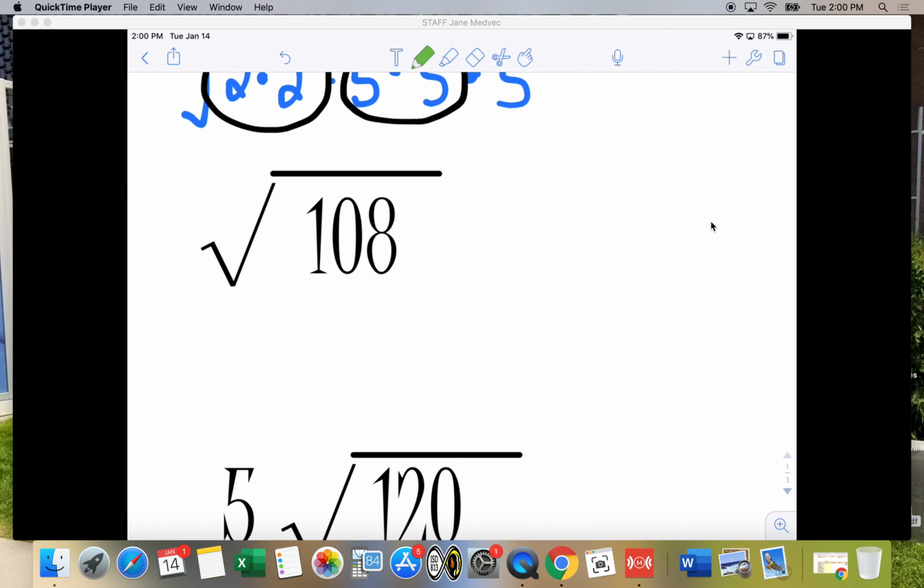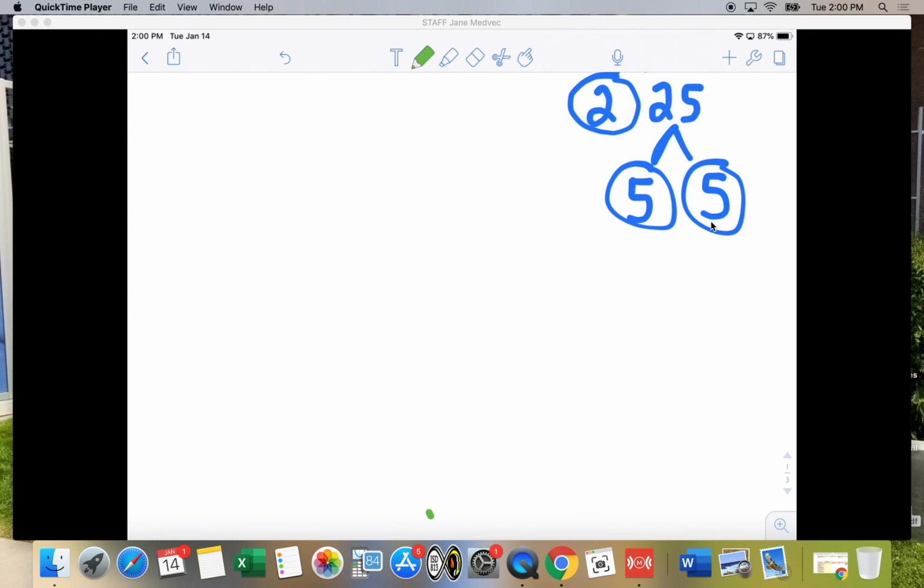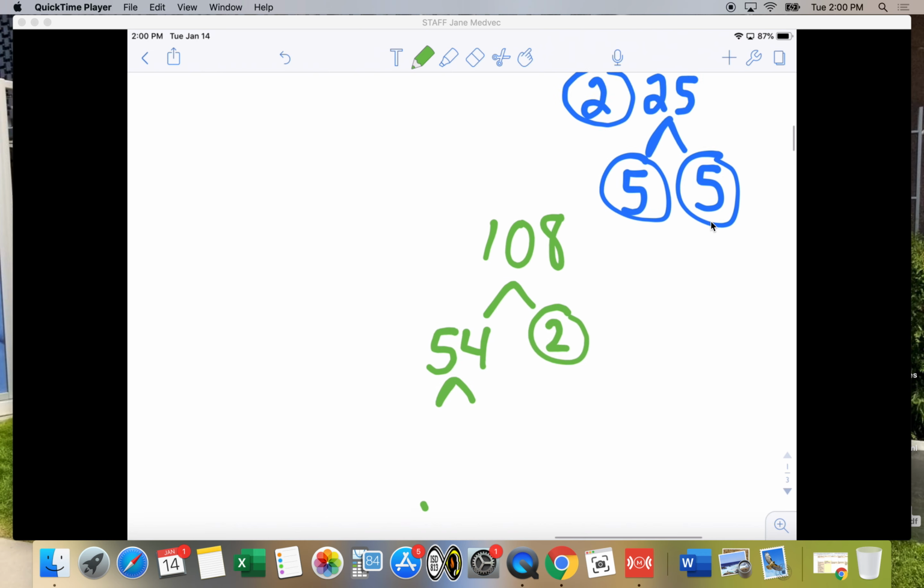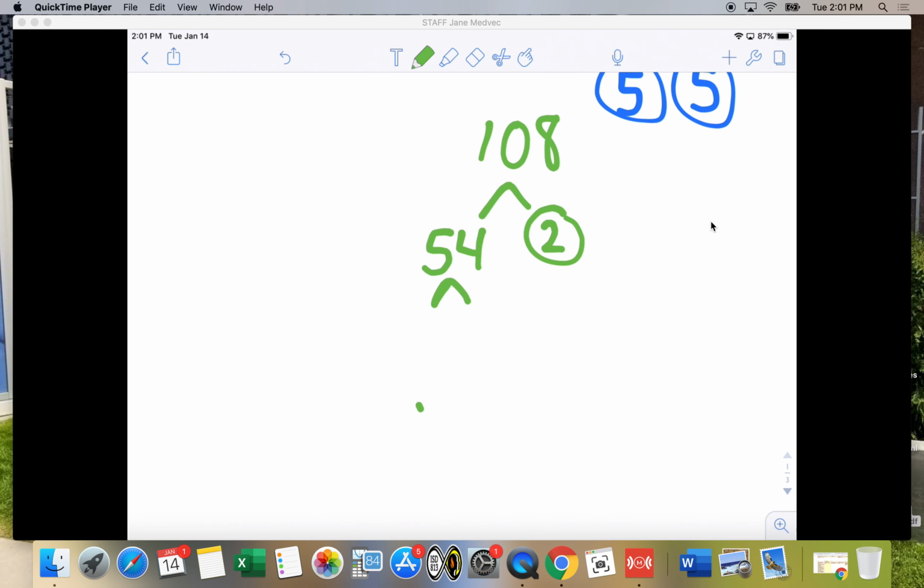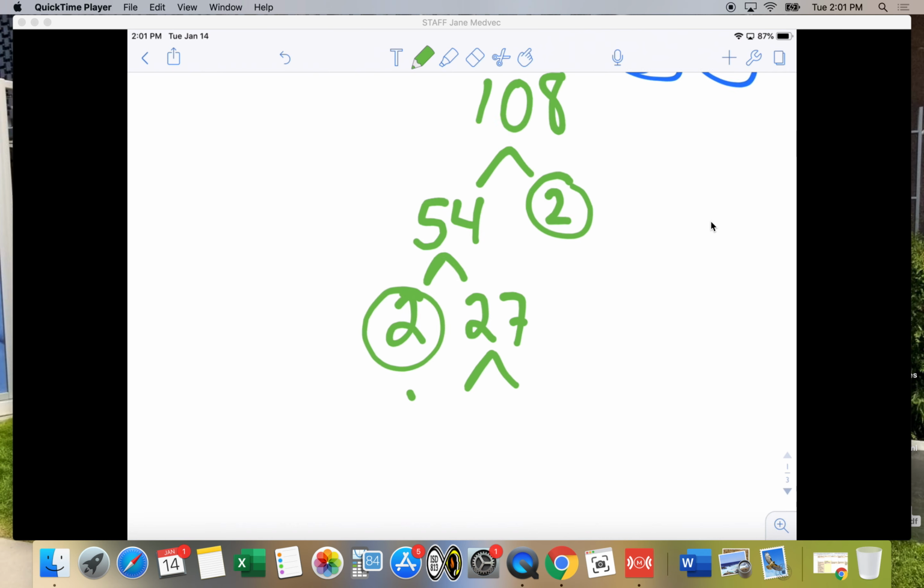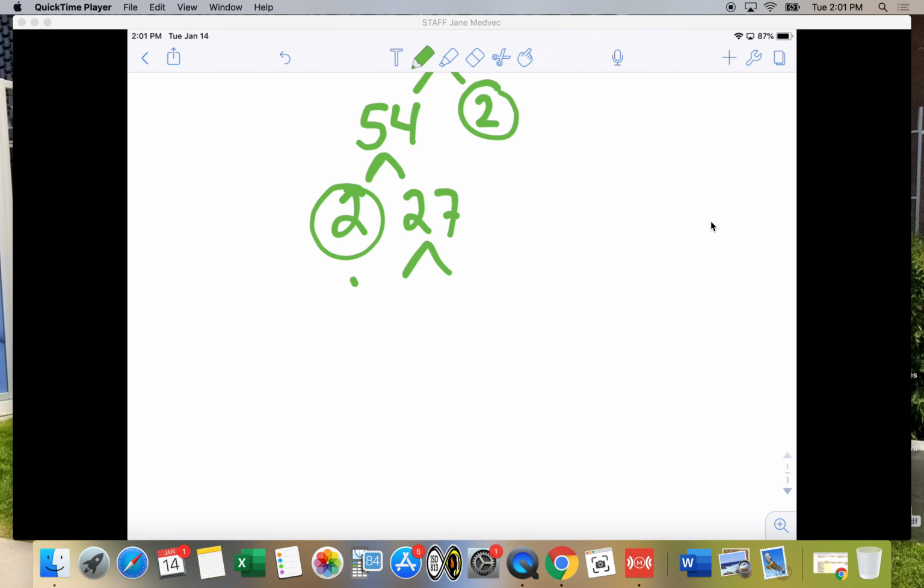I got 108. So I'm going to go off to the side again. I'm going to go 108. What do you want to break it into? 4 and 54, and 2. Okay. Break 54 into? Yep, 2 and 27. 27 breaks down into? 9 and 3. Okay, if you don't know what goes into it, you can use your calculator for that.